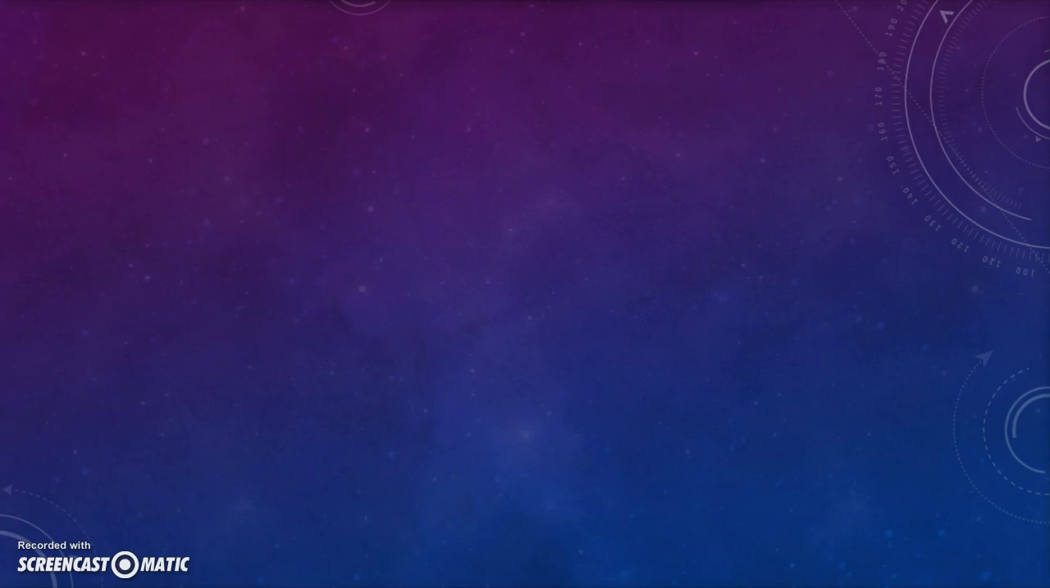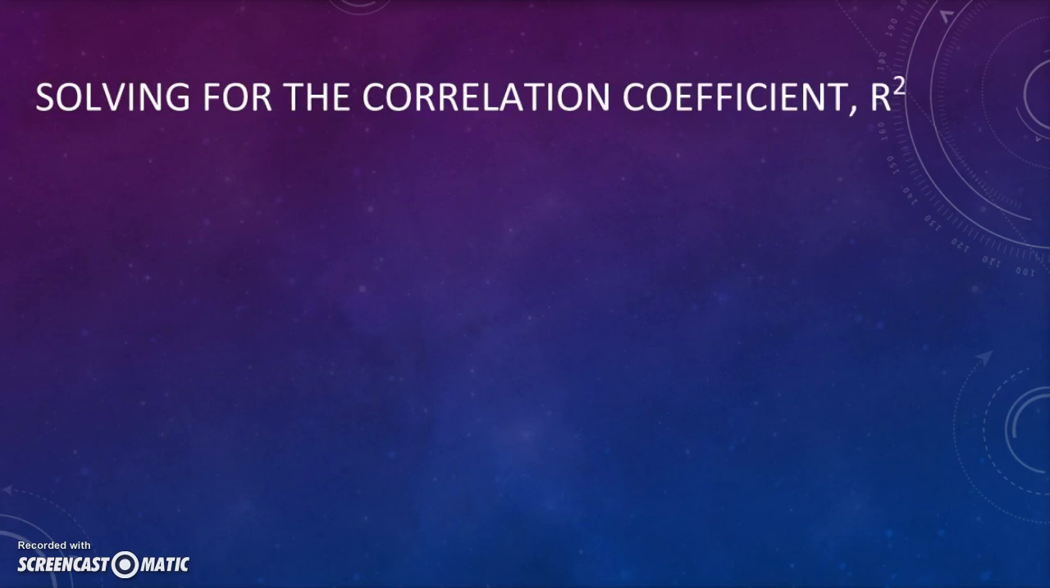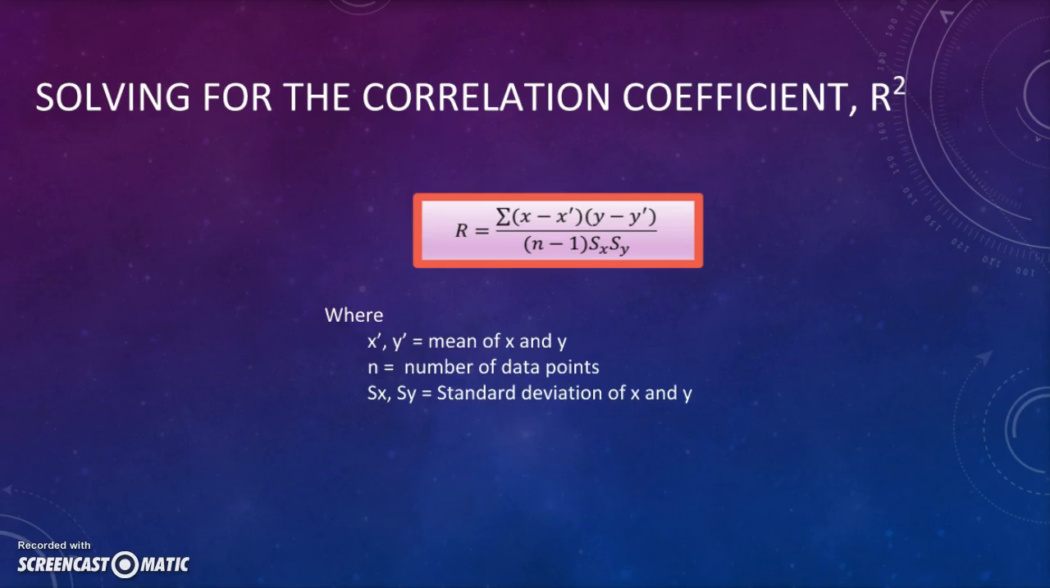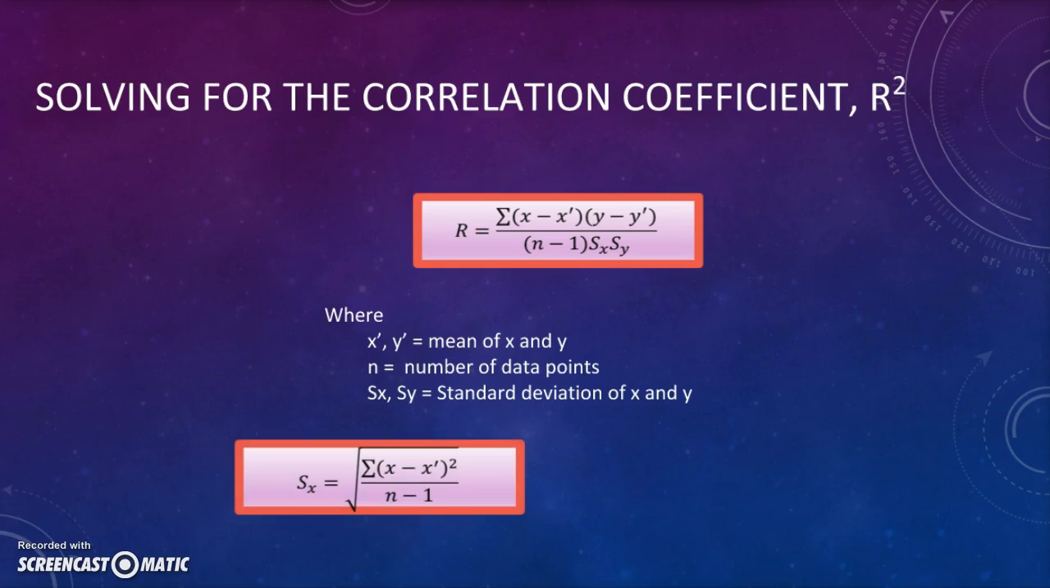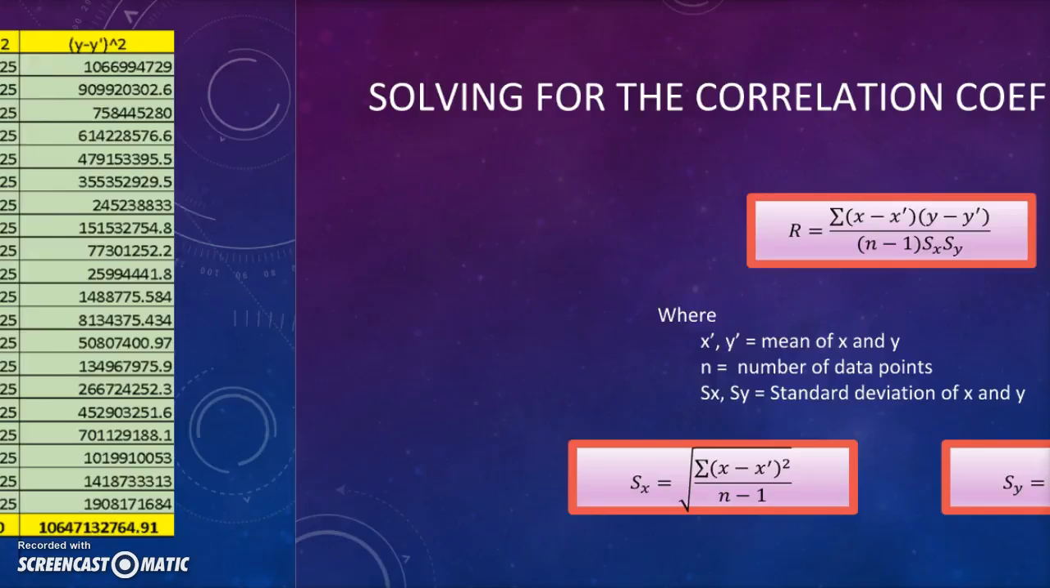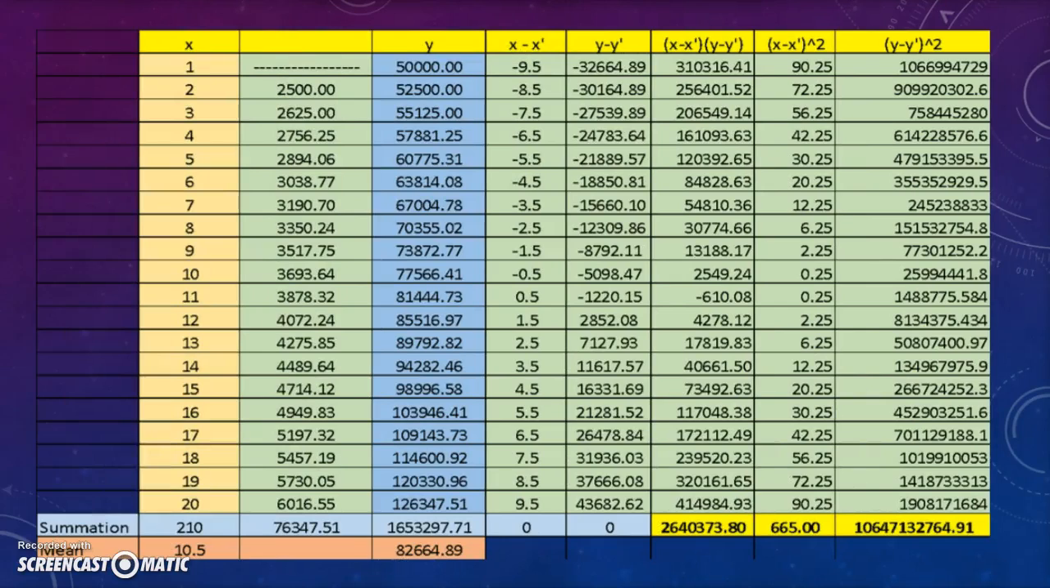We then try to solve it manually. We know that the equation for the correlation coefficient R is this formula. Furthermore, we know that the standard deviation of X is this formula, and the standard deviation of Y is this formula right here. So in order to make things easier, we do the calculation in Excel. We are able to come up with the following table right here.